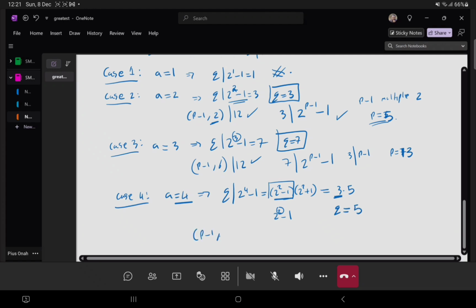Now let's check the next one here. Once again, this is smooth. This again, we expect infinitely many values. We just need to find one that works. So the order here is 4. So we need 4 to divide p minus 1. So once again, we can actually pick p equal to 13.